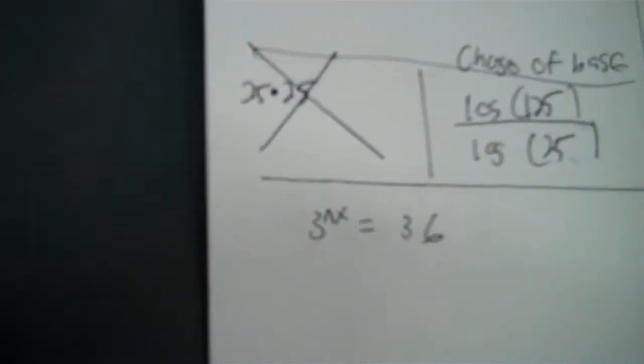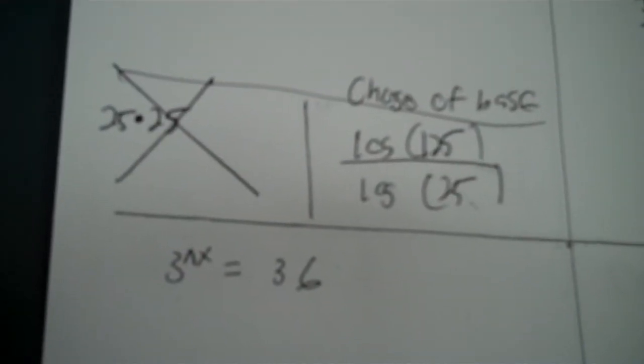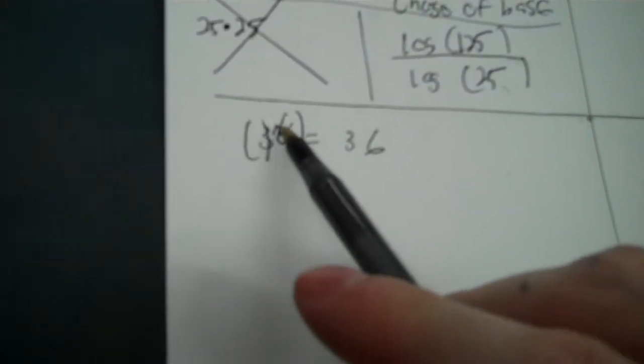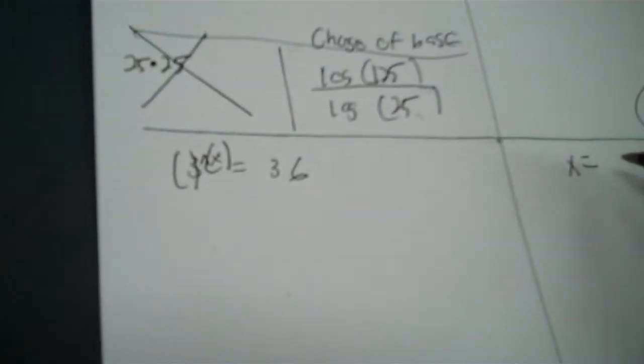Okay, next problem. 3 to the power of x equals 36. Solving for x. Okay, so again I parenthesize the base and its exponent. Okay, there's no operations outside of the power. These two things together make the power. Okay, that's the base, that's the exponent. So I need to solve for the exponent because that's where the x is at.